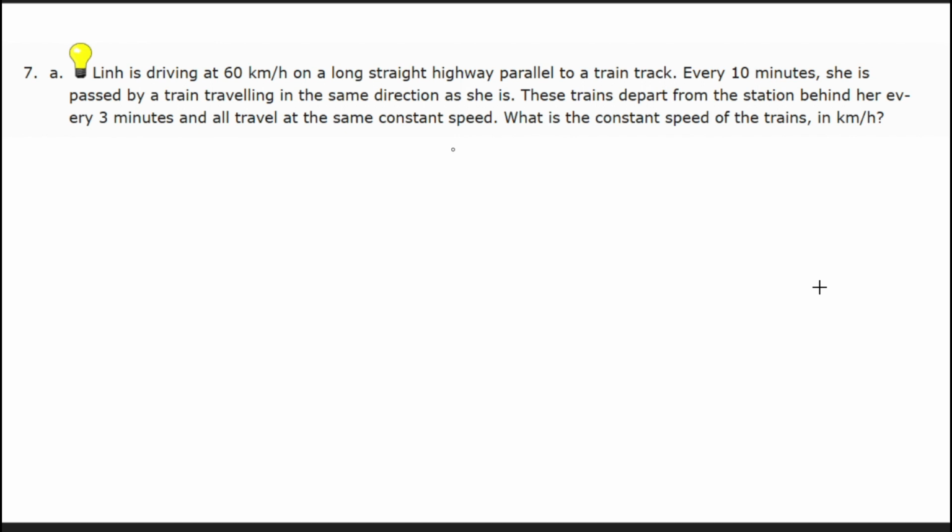Lynn is driving at 60 kilometers per hour on a long straight highway parallel to a train track. Every 10 minutes, she is passed by a train traveling in the same direction as she is. These trains depart from the station behind her every 3 minutes and all travel at the same constant speed. What is the constant speed of the trains in kilometers per hour?